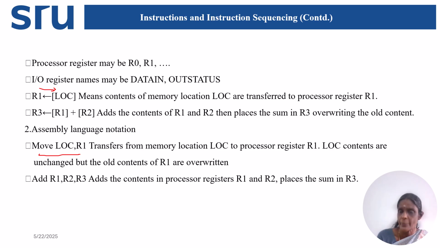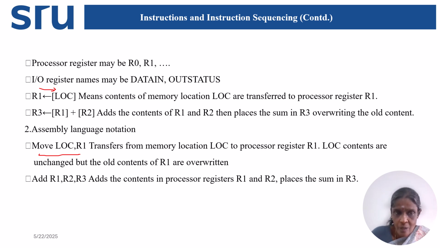Moving means not entirely taking it away; it is just copying the data. Move is almost equal to copying the data. It will not remove it. So here, from memory location LOC to processor register R1, the location contents are unchanged, but the old contents of R1 are overwritten. Like the previous case, where results stored in R3 removed the previous content, the memory location content is moved to R1 and stays unchanged, but the old content of R1 is overwritten.